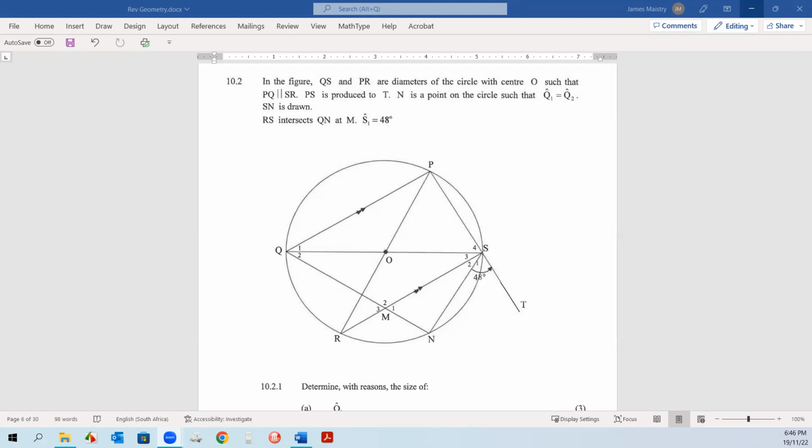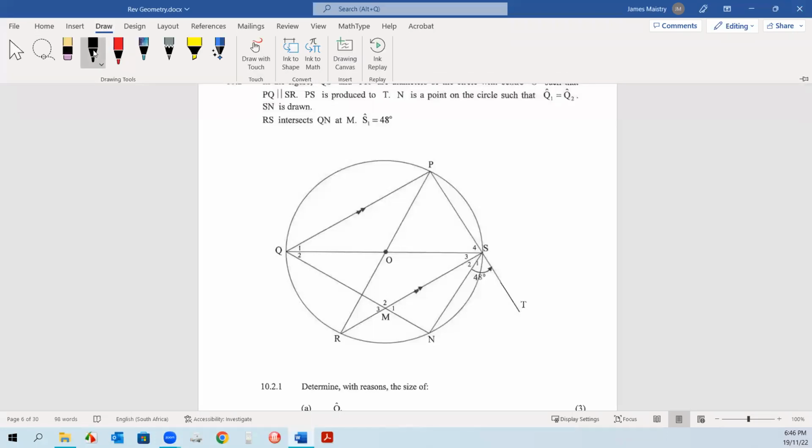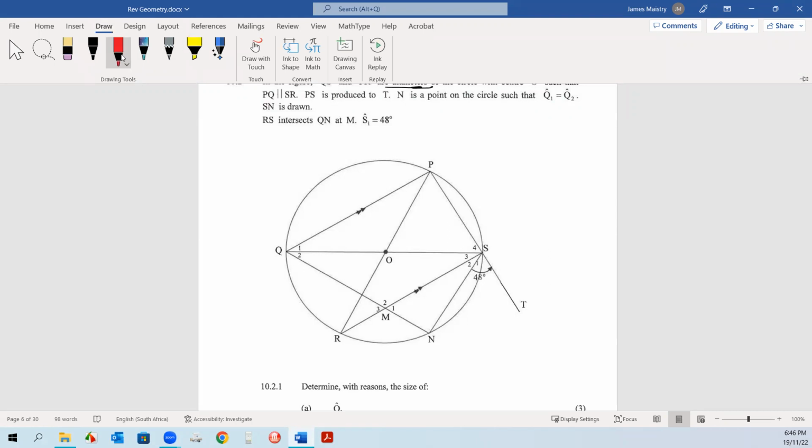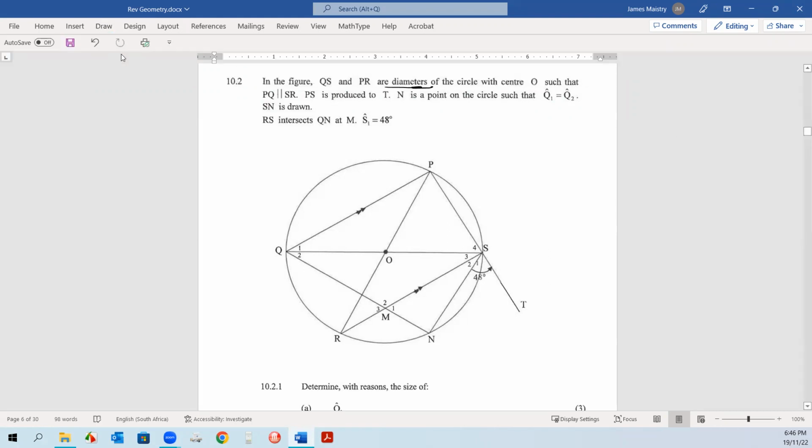All right, we're ready to start. The first question says QS and PR are diameters. A very important word there, diameter. The diameter talks about an angle in a semicircle. So, keyword, diameter. Actually, let me just change the color. All right, so we have a center O.